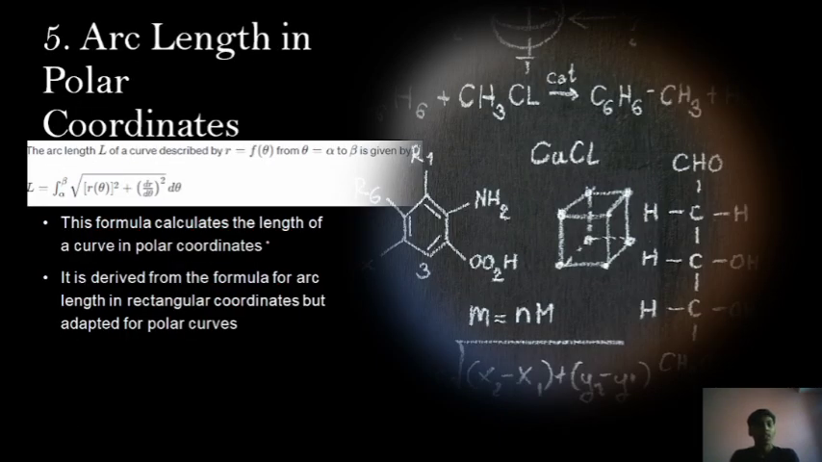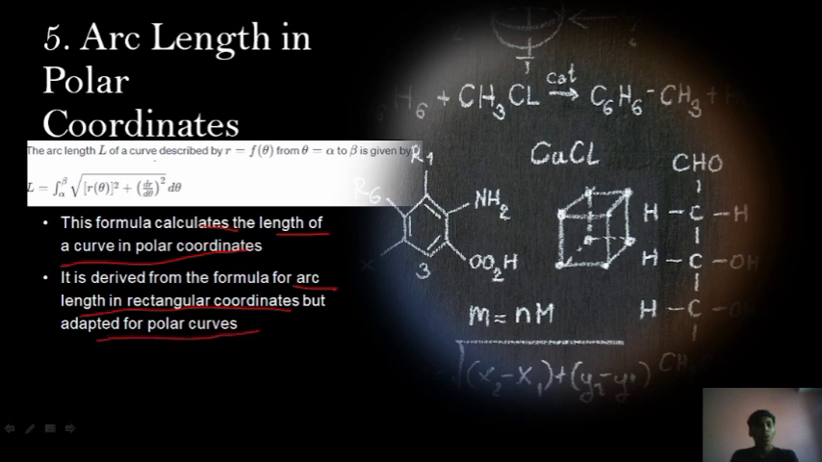Arc length in polar coordinates. This formula calculates the length of a curve in polar coordinates. It is derived from the arc length formula in rectangular coordinates but adapted for polar curves.